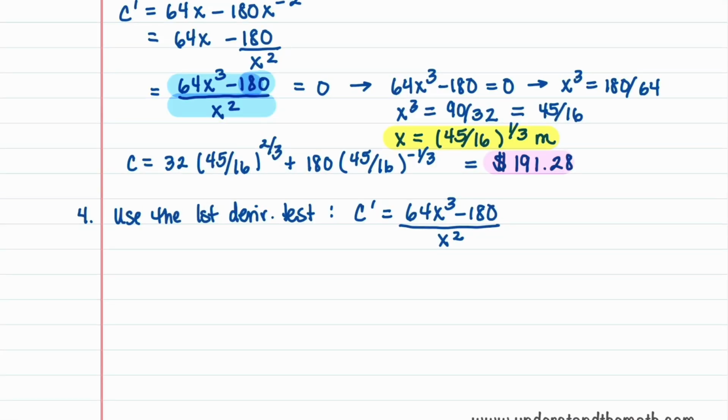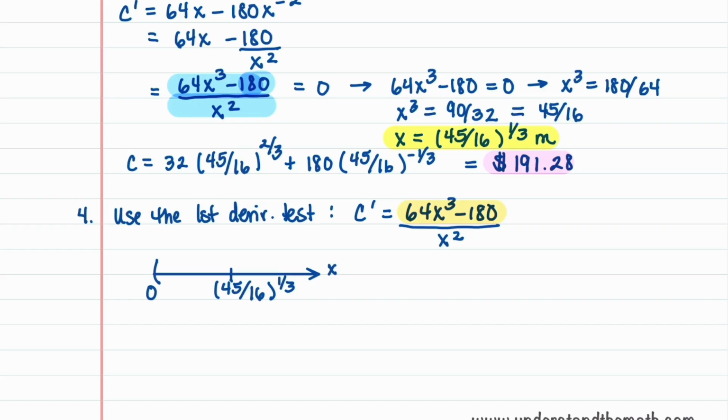Because the denominator is positive, all we're going to be concerned about is the numerator, because we just need to find if c prime is positive or negative to the left and right of our critical number. Let's go ahead and draw a number line. We'll label this as x. We'll indicate that we have an open interval starting at 0, and let's put our critical point. It is 45 over 16 to the 1/3. At our critical point, the function that I highlighted in orange is equal to 0.